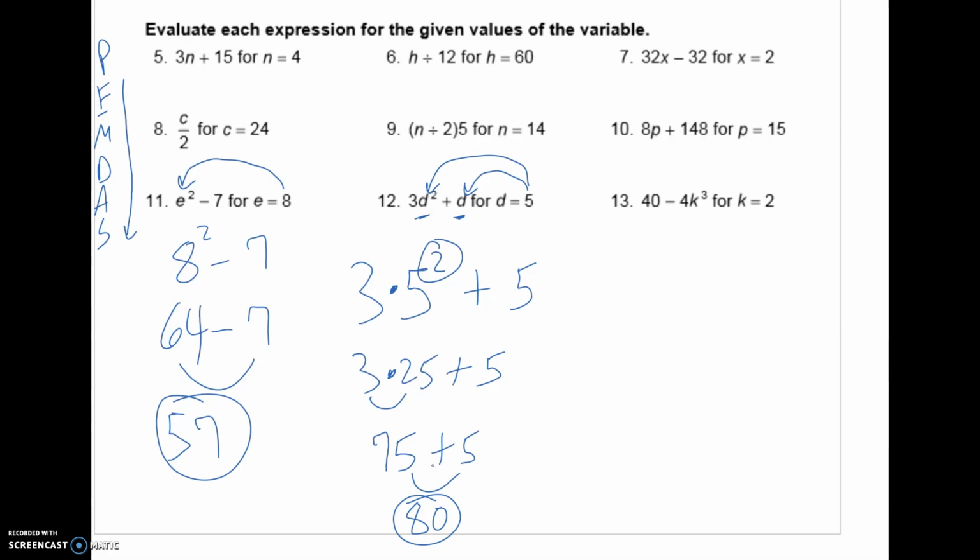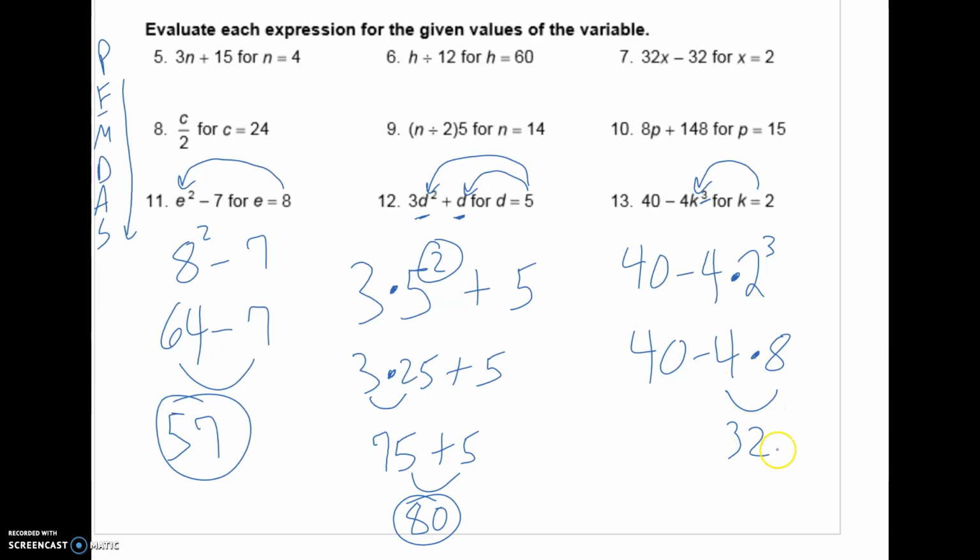All right, last one, the video is done. K equals 2. 40 minus 4 times k. Remember your exponent, we got a 3, k cubed. Oops, sorry, it's supposed to be a 2 right there, not a k. Okay, exponents come before multiplication, so 2 cubed, or 2 to the third power, equals 8. So 40 minus 4 times 8. Multiplication first gives us 32. Bring down your 40 minus 32. And our final answer is 8.